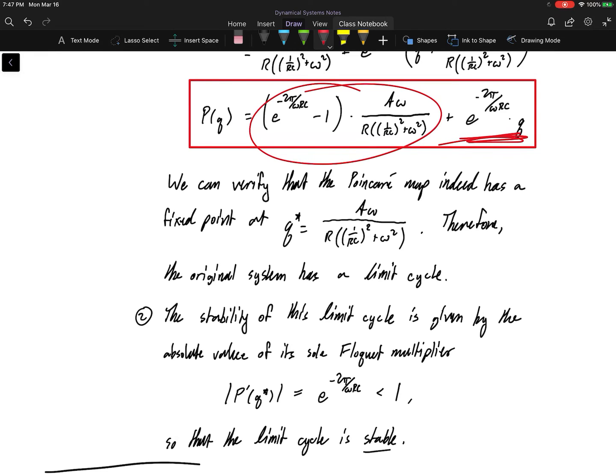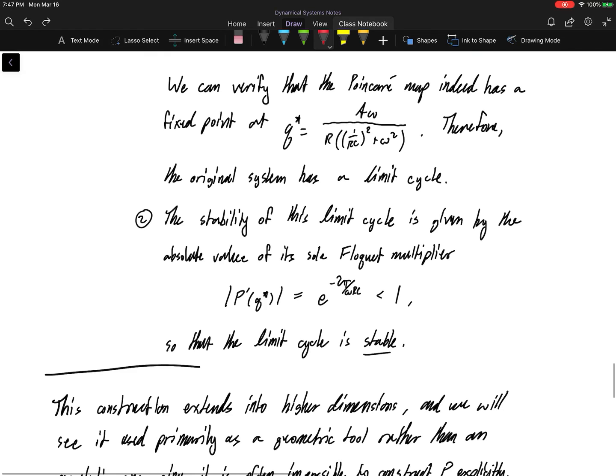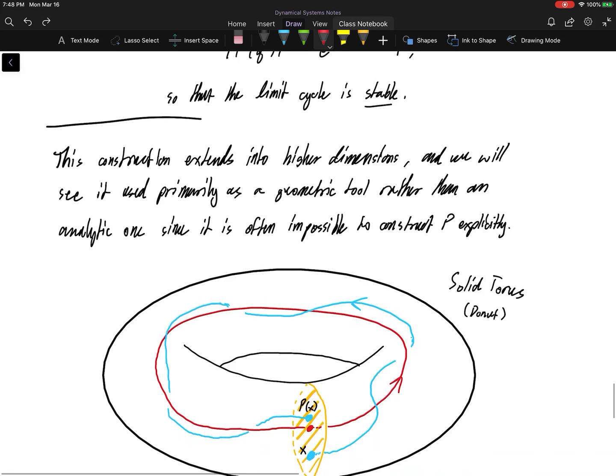So that constant differentiates away, and the only thing that's left is this e to the minus 2 pi over omega RC. And that is definitely less than 0 because all of those constants in the exponent are positive. So that means that the limit cycle is indeed stable. Right, so just like we were able to show geometrically, or to kind of guess at this geometrically, we now have a way to show this definitively, right? The Floquet multiplier is e to the minus 2 pi over omega RC, which is less than 1, so the limit cycle is stable.